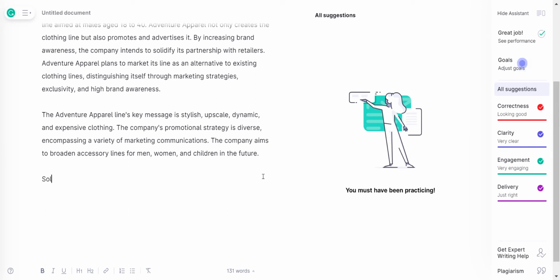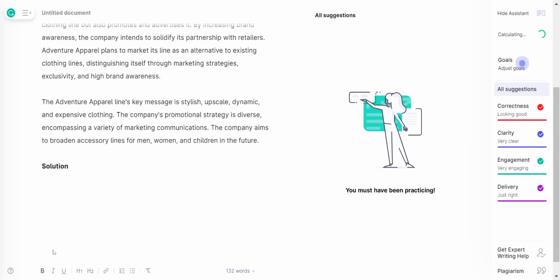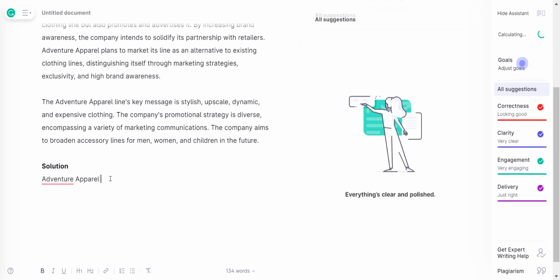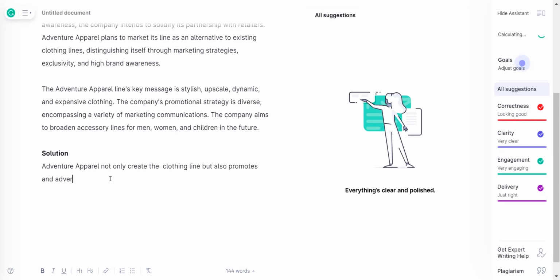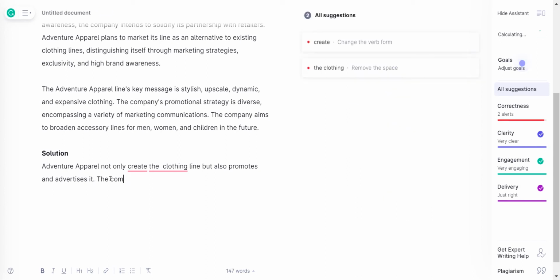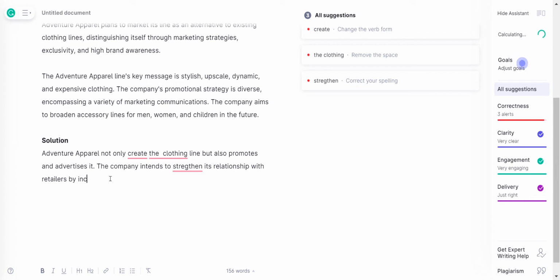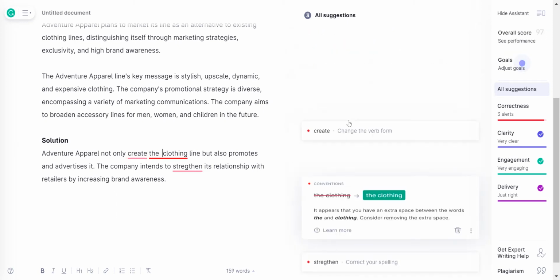So now the next thing we're going to put is our solution. So solution right here, boom. Now, we're going to say Adventure Apparel not only creates the clothing line, but also promotes and advertises it. The company intends to strengthen its relationship with retailers by increasing brand awareness. So we're just going to clean up our little errors that we made here. Boom. Clean this up here.